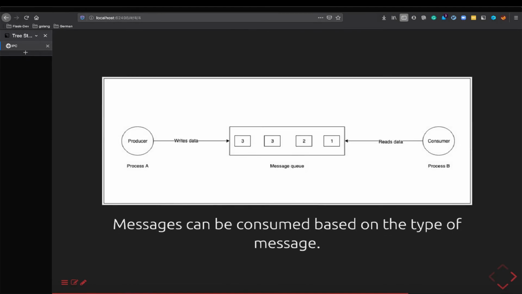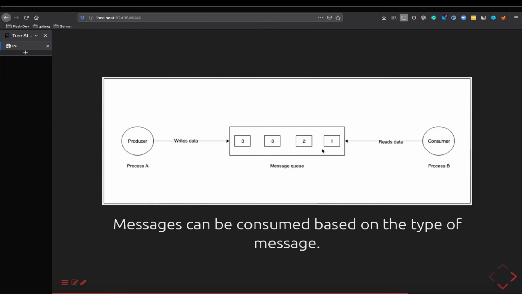Just to clear up any confusion, we have the same diagram again. We have a producer, we have a consumer, we have two processes A and B. The producer writes data, the consumer reads data, and here we have a message queue now. Let's assume the producer has written the messages 1, 2, 3 and 3. I'm going to represent only the message types here. The data is hidden right now, but you can assume any junk data behind each of these numbers. So basically, this means there are three types of messages in the message queue.